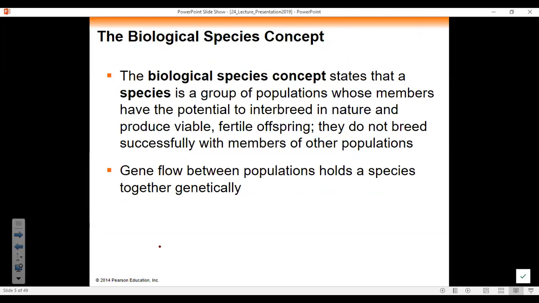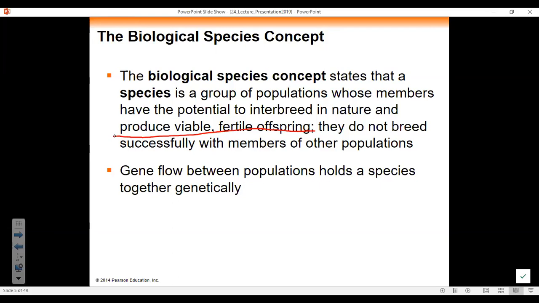So species, it's just a group of individuals that can interbreed, but the real kicker is that they can produce viable, fertile offspring. If you are the same species, you can produce viable, fertile offspring. They can't breed successfully with other species, only within their own species. So gene flow between different populations can keep your species together.